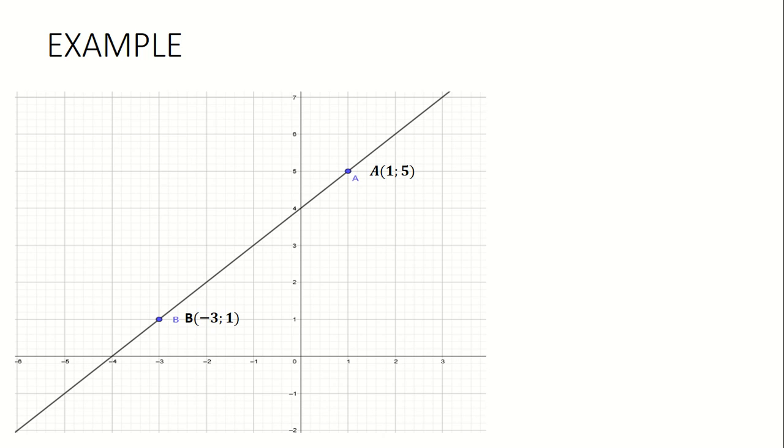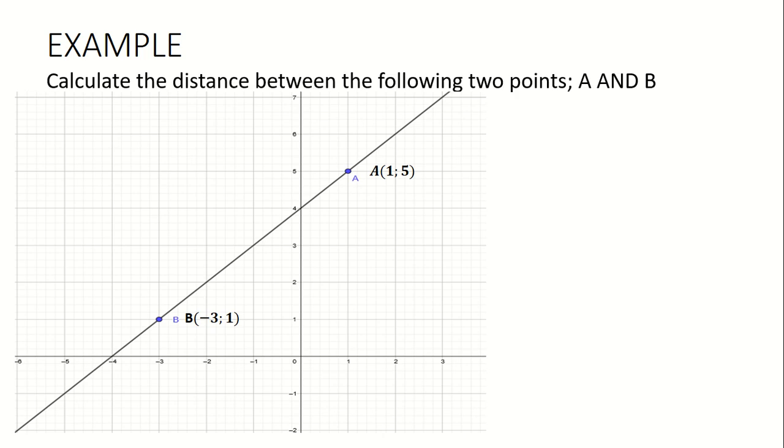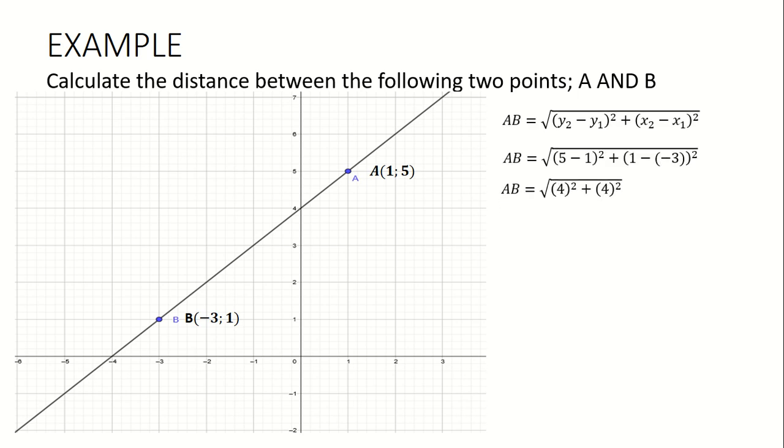Now, calculating the distance between these two points, you will simply find the square root. AB will be equal to the square root of (YA minus YB) squared, plus (XA, which is 1, minus XB, which is negative 3) squared. Now this is what we're going to have. You can just put whatever is inside the bracket in your calculator, and it'll give you 16 plus 16, which is equal to the square root of 32. It tells me that the length of AB is the square root of 32.